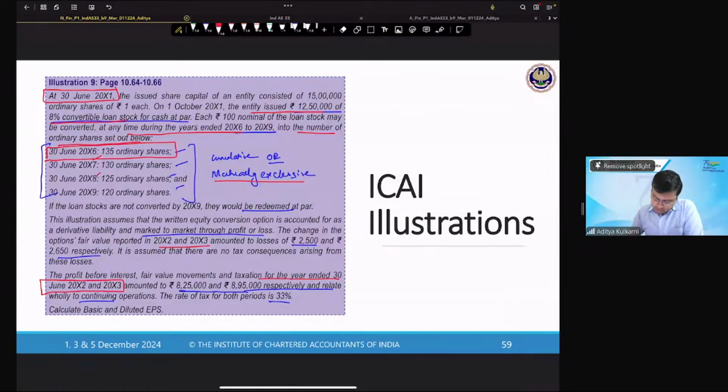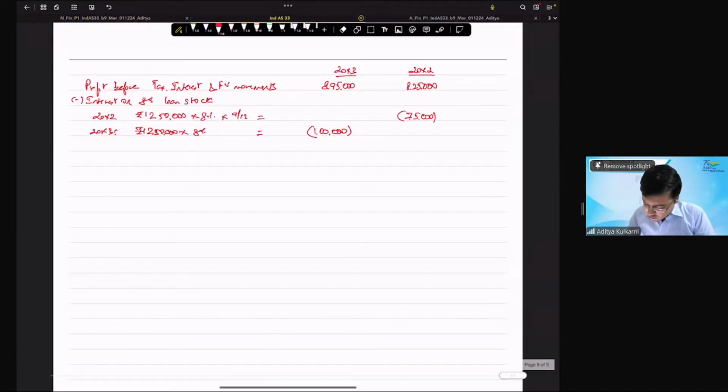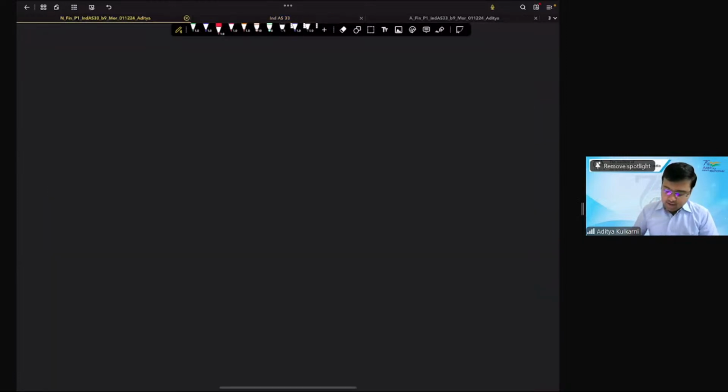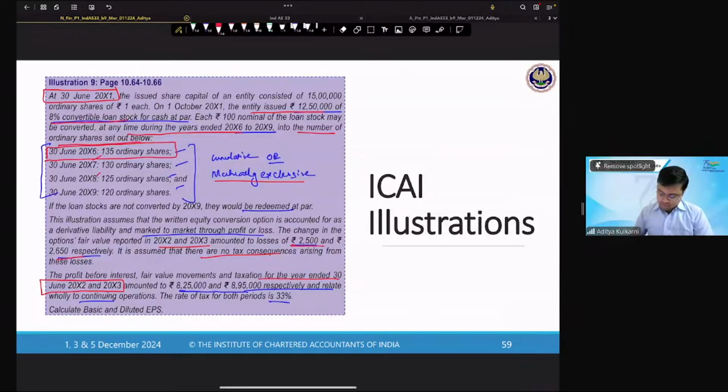Next. See, change in options fair value amounted to losses of 2,500 and 2,650. It is assumed that there are no tax consequences. So right now I will subtract this. Sir, I did not understand the meaning of this line. Which one? Changes in the options fair value reported in X2, X3 amounted to losses of this one and this one.